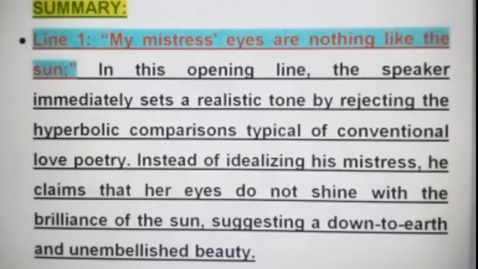Now let's go to the line-by-line summary of the poem. Line first. My mistress' eyes are nothing like the sun. In this opening line, the speaker immediately sets a realistic tone by rejecting the hyperbolic comparisons typical of conventional love poetry. Instead of idealizing his mistress, he claims that her eyes do not shine with the brilliance of the sun, suggesting a down-to-earth and unembellished beauty.